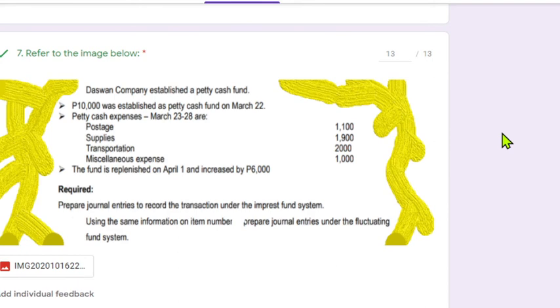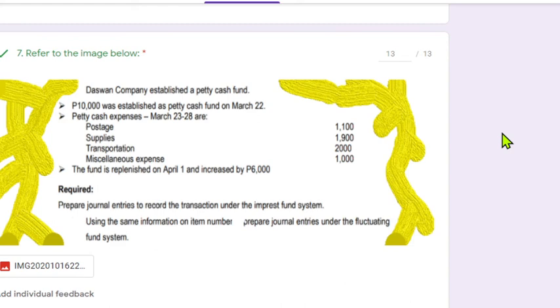On March 22, in-establish yung fund. So, same entry ka lang. For 1 point, debit petty cash fund, credit cash in bank, 10,000. 1 point lang yun. Next, under March 23 to 28, yung expenses.